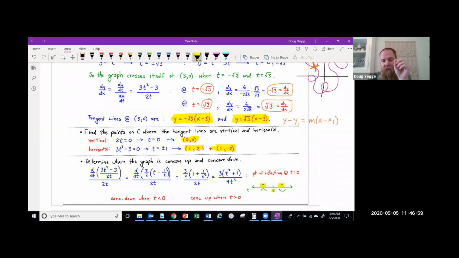The point is, even though we don't know what this graph looks like, we can already start to interpret a few things about it. I know that there is a point of inflection, and the only point of inflection occurs at t equals 0. I also know that there's a vertical tangent line at 0, 0. I also know there are horizontal tangent lines at 1, 2, and at 1, negative 2. So I'm going to go ahead and try to graph this because we've got all the information we probably need.